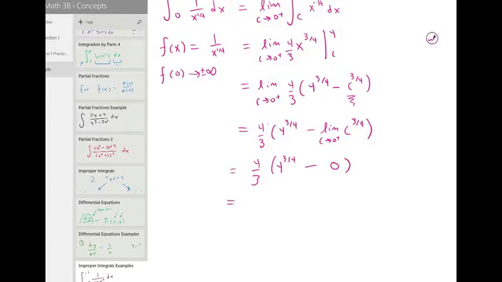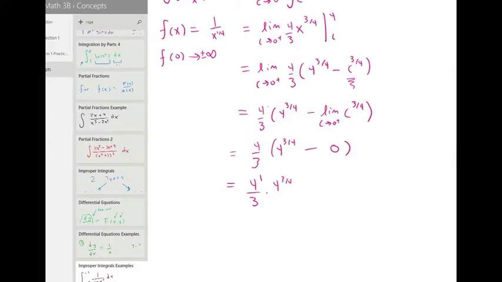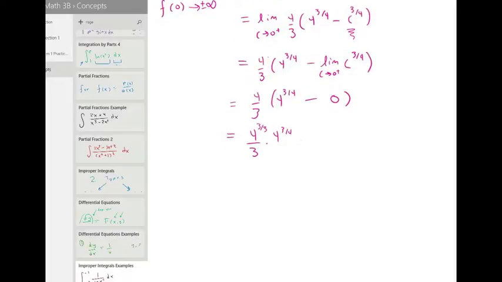So our final answer is 4 over 3 times 4 to the 3/4. Since 4 is just 4 to the first power, or the 3 over 3 power, we can add the exponents, and we get 4 to the 7/4 over 3.